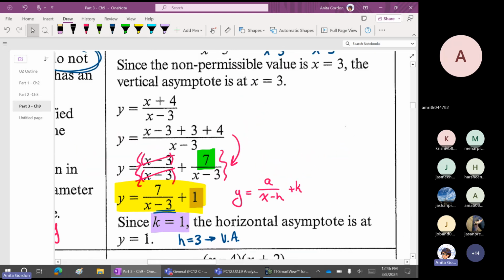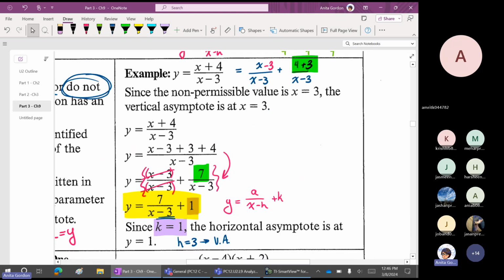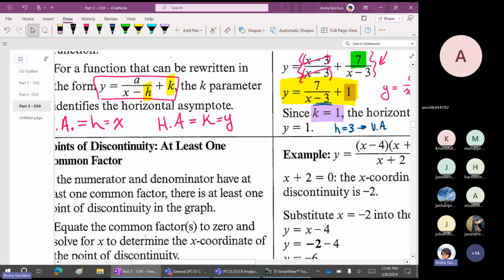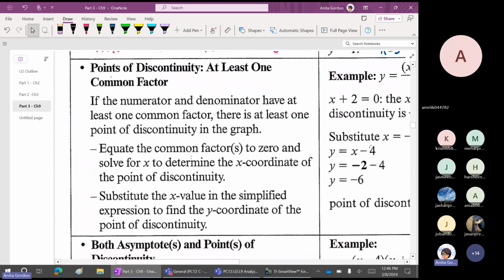Okay, so this is basically a review from yesterday's lesson. In today's lesson, we are going to have something that looks slightly different. This is what we call a point of discontinuity. And Miss Gordon, you know this, doesn't like to write stuff. So we're going to call it a POD, so I don't have to write that entire sentence. So if the numerator and the denominator have at least one common factor, then we have a point of discontinuity on the graph. In other words, there's a hole.